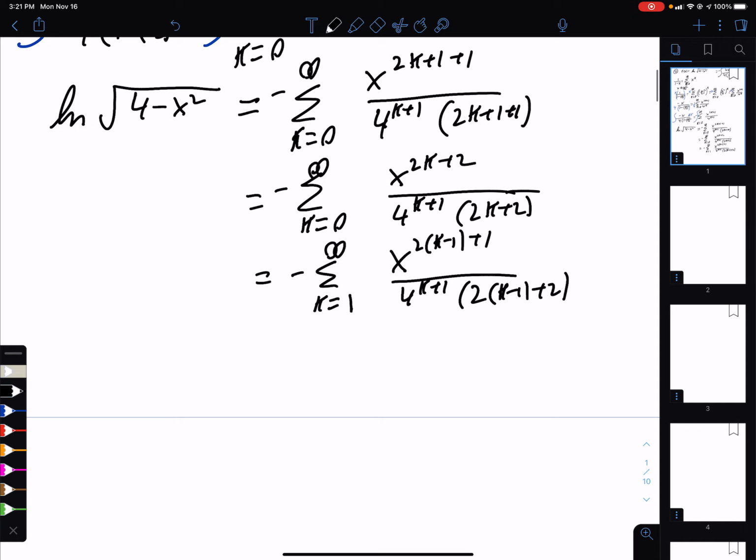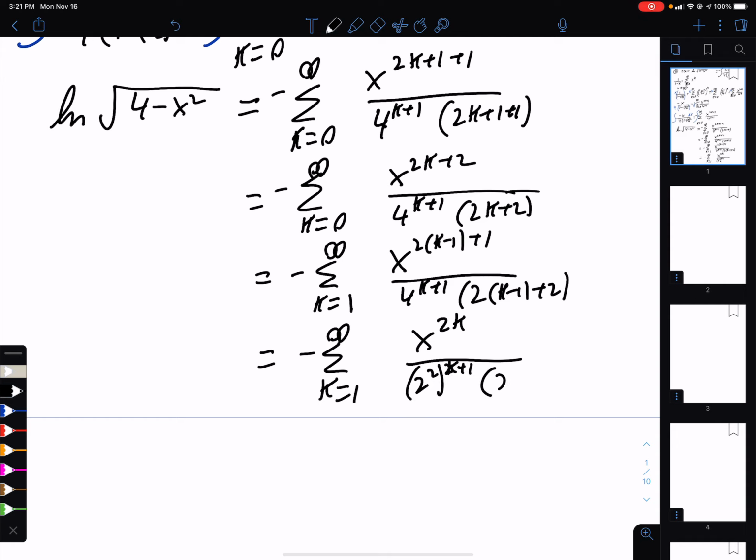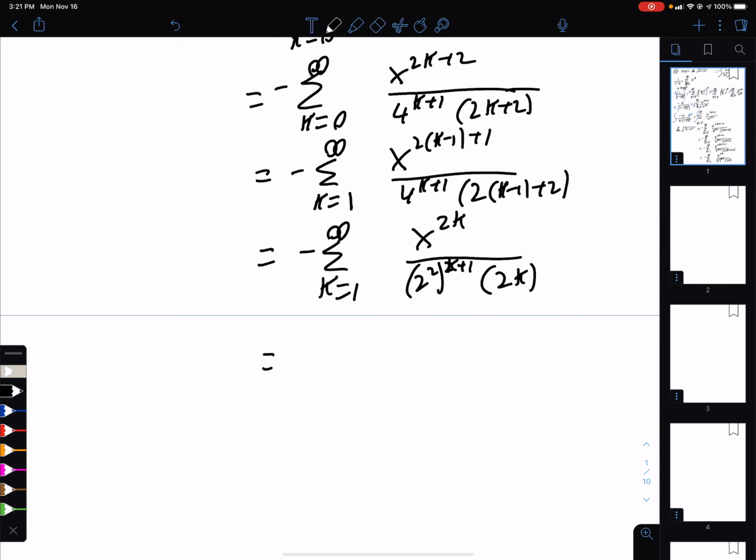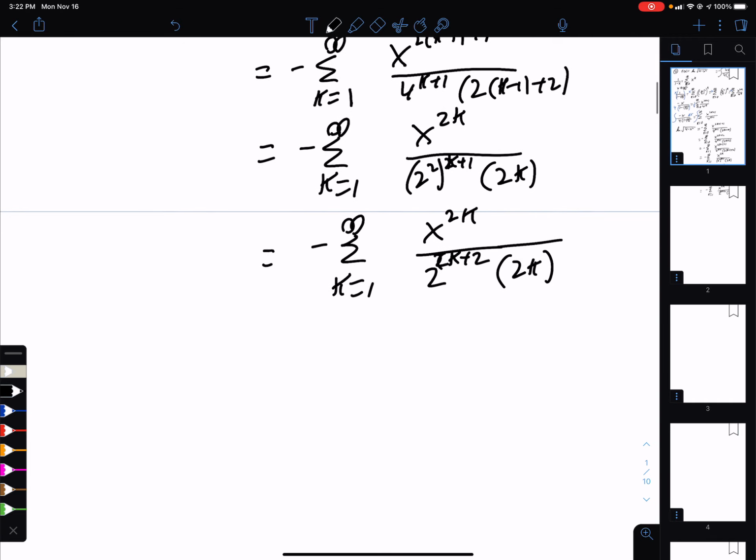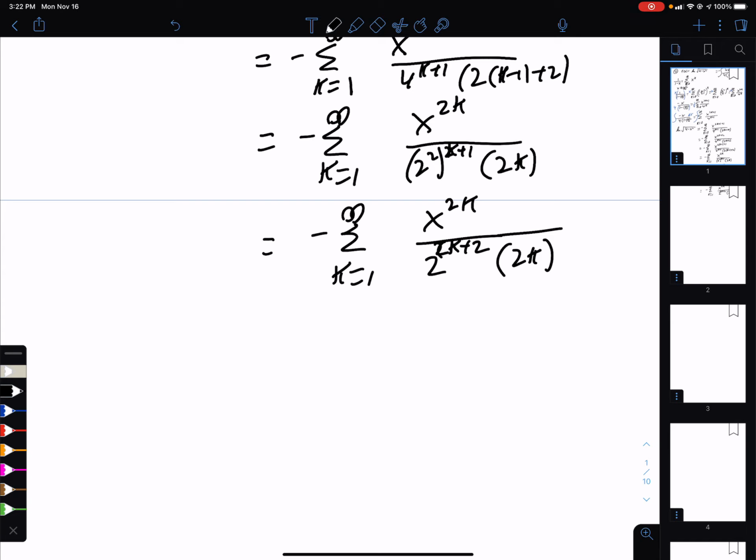And what you're going to find is this simplifies nicely to this. It's going to be x to the 2k, and 4 is 2 squared to the k plus 1, and this is going to be to the 2k. I'm going to keep going. So this is x to the 2k, and this is going to be 2 to the 2k plus 2 over 2k. All right, that was a lot of craziness.